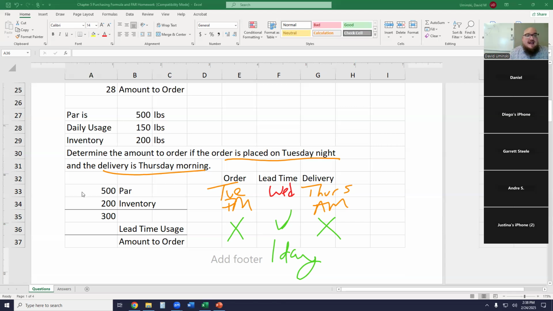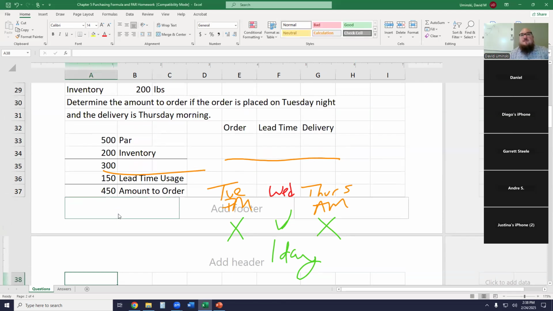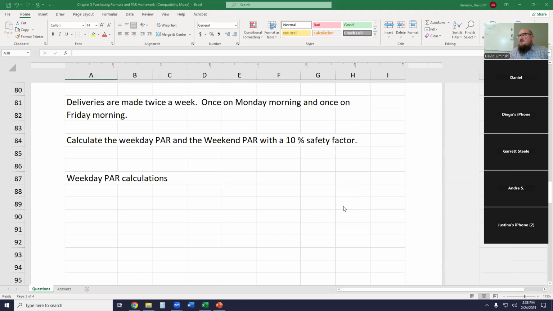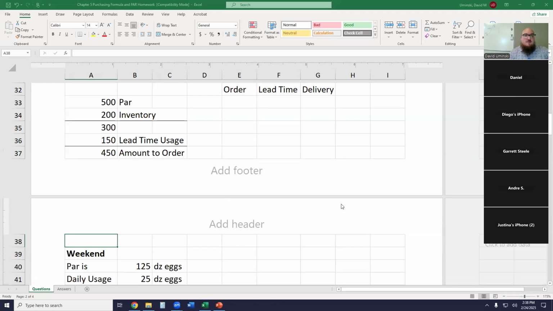Okay. So I'm going to add that 150 of daily usage for a total of 450 pounds to order. Questions, comments, concerns about those? Okay. There's a couple more examples for you to work out on your own.